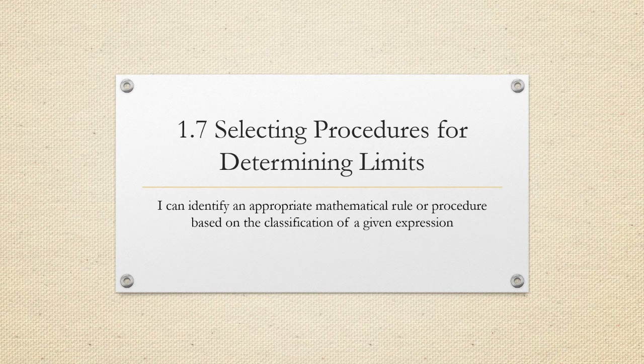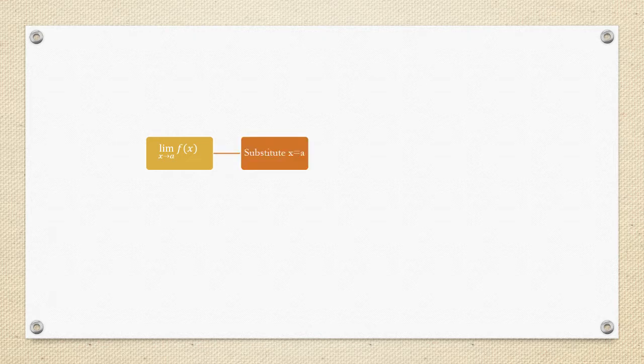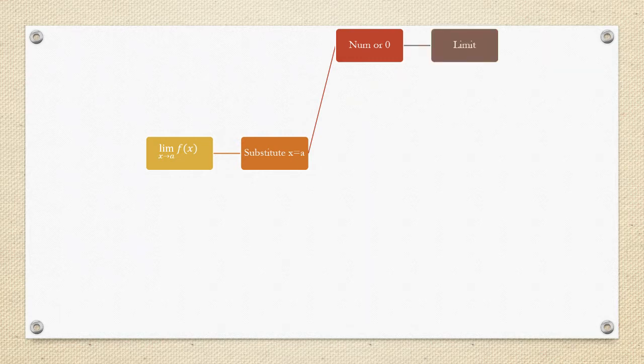This section is just kind of a summary of what you've done so far in determining limits. So we've been looking at limits as x approaches a number. And the first thing you should try is making a substitution. It's possible that when you do that substitution, you'll either get some number that's not 0 or you'll get 0. If that happens, then you have found the limit and you're done.